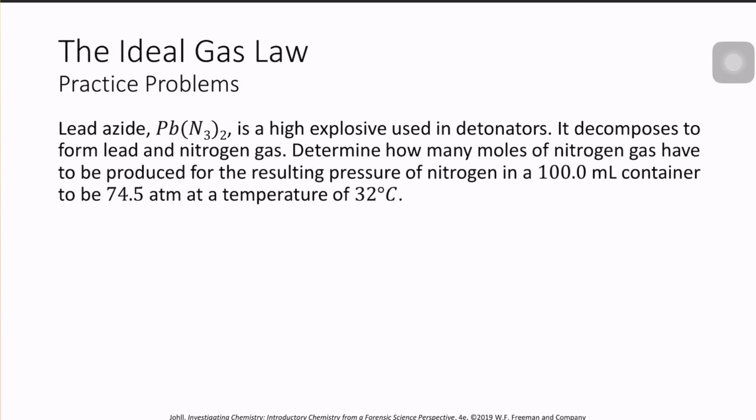Let's look at another example of using the ideal gas law. Lead azide is a high explosive used in detonators. It decomposes to form lead and nitrogen gas. Determine how many moles of nitrogen gas have to be produced for the resulting pressure of nitrogen in a 100 milliliter container to be at 74.5 atmospheres at a temperature of 32 degrees Celsius.